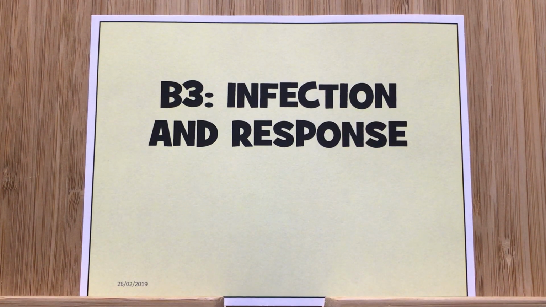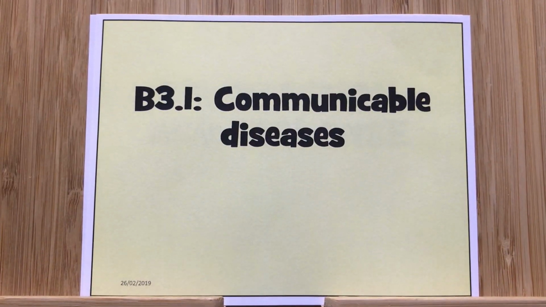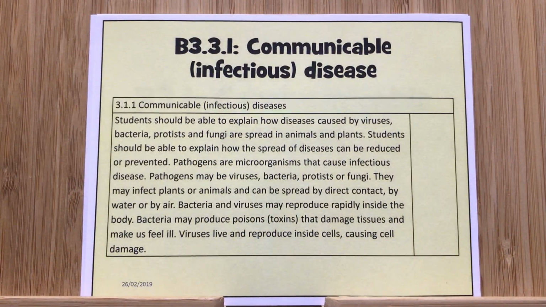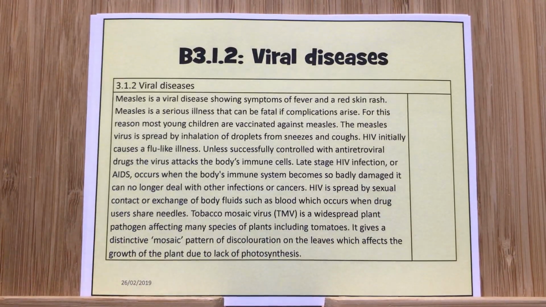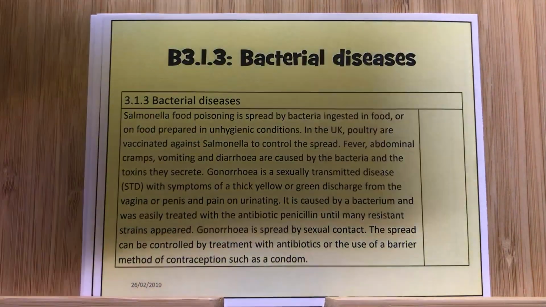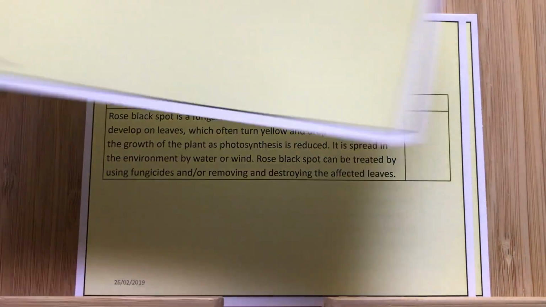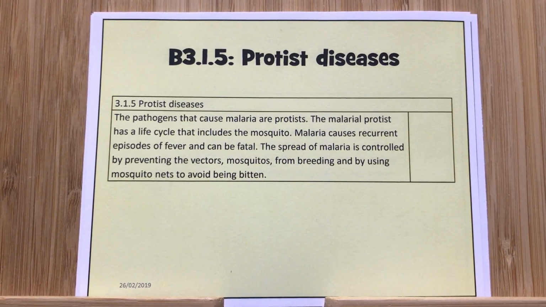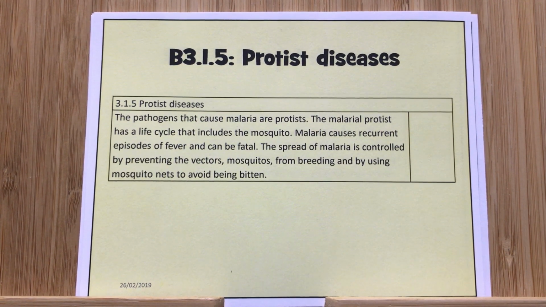This is a video from the topic B3, looking at infection and response, and we're looking at the communicable diseases, and we refer to the communicable diseases as infectious diseases, those that are contagious, that can be passed from one person to another. And we're going to look at viral diseases, bacterial diseases, fungal diseases, and finally Protist diseases. And there are 7 diseases that we need to know the specific details for, how they're transmitted, symptoms, preventative measures, cures, those sorts of things.